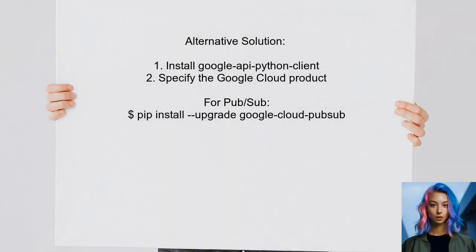An alternative solution provided by another user suggests that after installing the Google API Python client, you need to specify the exact Google Cloud product you want to install. For example, if you're working with pub/sub, you can install it using the command pip install --upgrade google-cloud-pubsub.